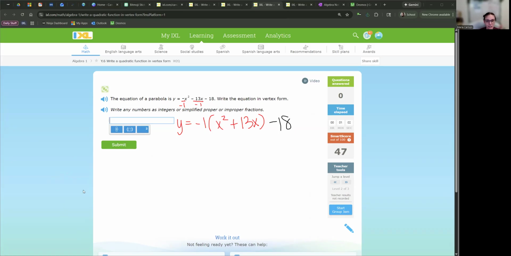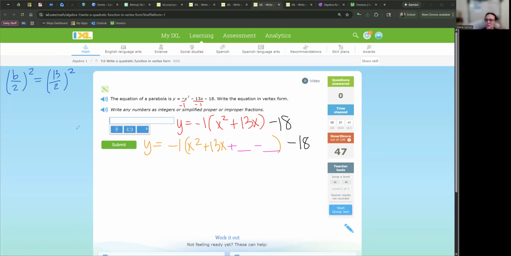Now let's complete the square. So we have y equals -1 times this x squared plus 13x, and then I'm going to add in a new c, so then we'll also have to subtract this new c. And then outside of all of that, we have the -18. Okay, what would our new value be? So we're going to take b, divide it by 2, and then square it. And b is 13. So we're going to do 13 divided by 2 squared.